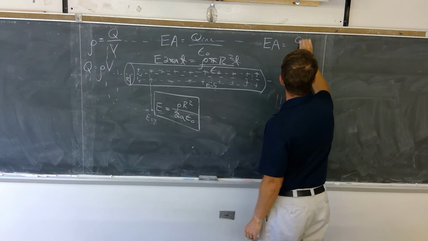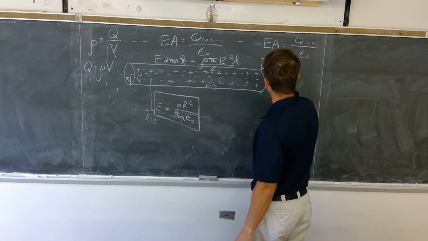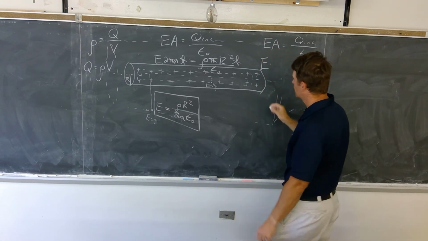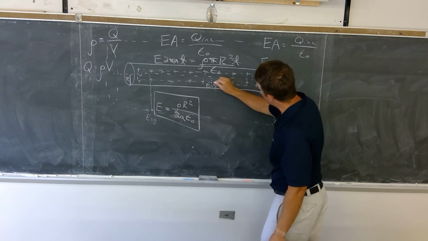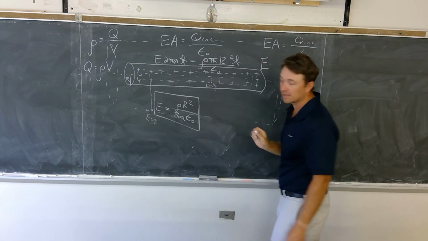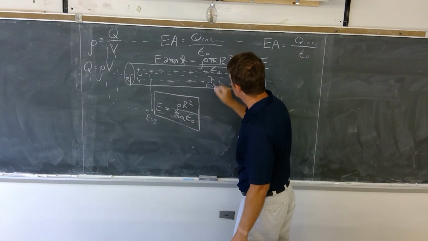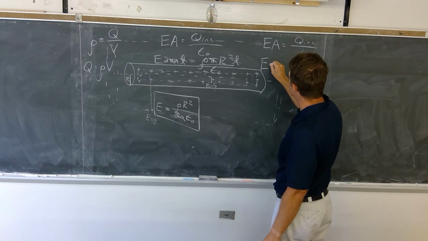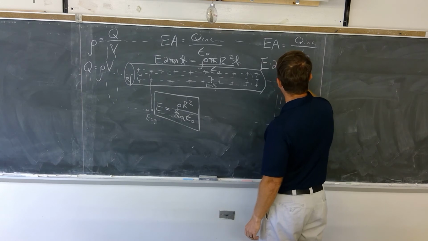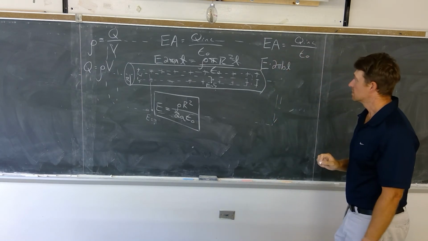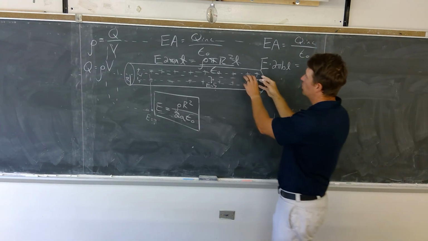EA equals Q enclosed over epsilon naught. The electric field times the area of my Gaussian surface. Now my Gaussian surface here has a radius of B, because that's the point in space that I want to figure out what the electric field strength is. So I'm going to call that little radius B. So now we have E times the surface area of a cylinder with radius B, which is 2 pi B L. That equals the charge enclosed over 2 pi B L.